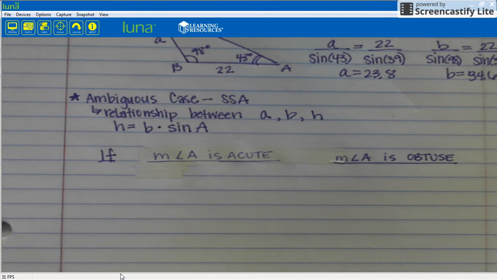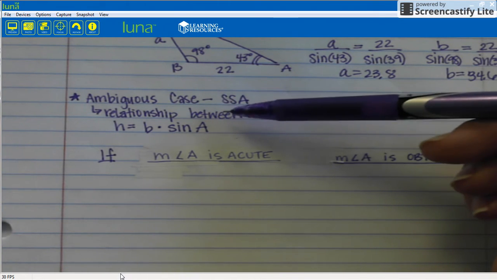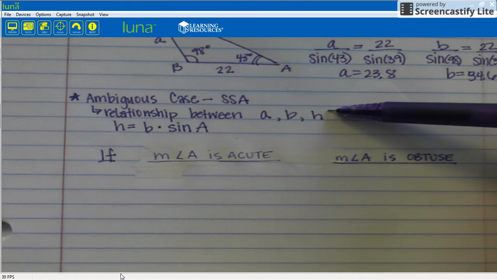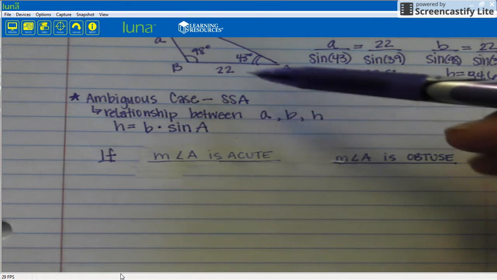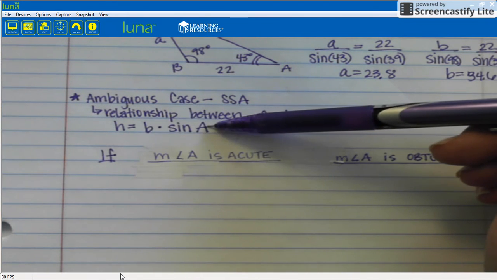So now the ambiguous case. The ambiguous case occurs whenever you have side-side-angle, and it relies on your relationship between side A, side B, and the height of your triangle. And the height of your triangle is always going to equal side B times the sine of angle A.